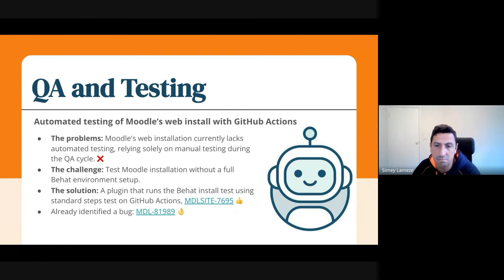We test the web install every QA cycle to see if everything is working, but if code breaks the web install in the meantime, we won't know. Or sometimes some dev from the community reports that to us, and then we need to go and find out what happened. The challenge with that is that with Behat, as some of the developers know, you need to start Behat in order to use it.